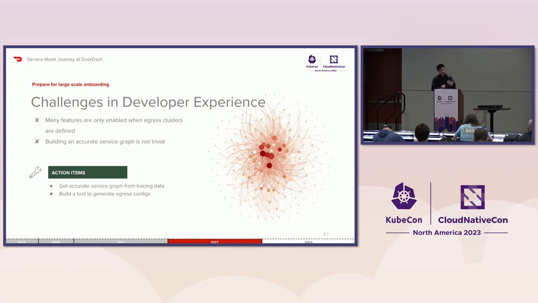So eventually we decided to build an accurate service graph from the tracing data that we just introduced, and then build a tool to generate those egress configurations based on the tracing data.